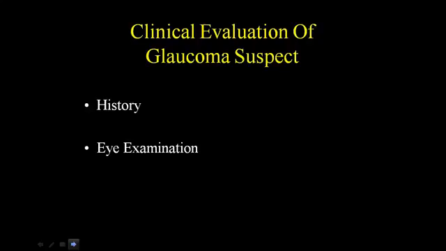Now, when we talk about the clinical evaluation of a glaucoma suspect, we have to take a thorough history and do a thorough eye examination. In relation to history taking, two important types of historical information are to be obtained. Number one is the history related to diagnosis, and the other is the history related to management decisions.